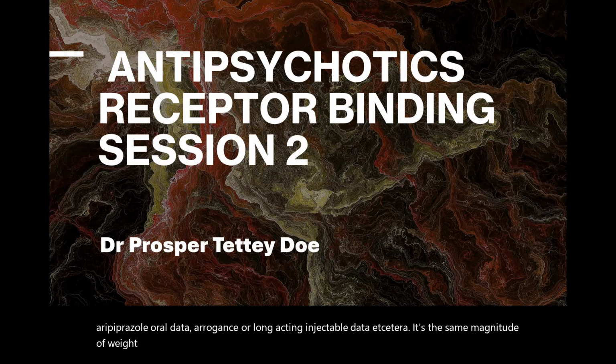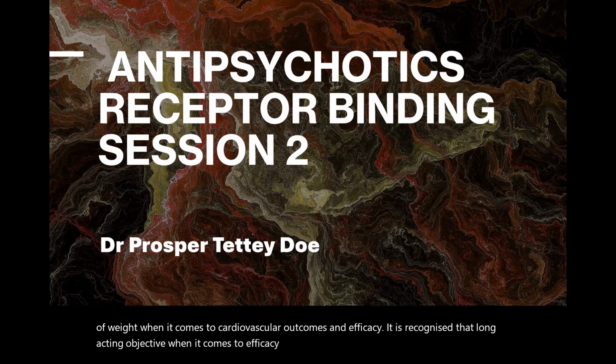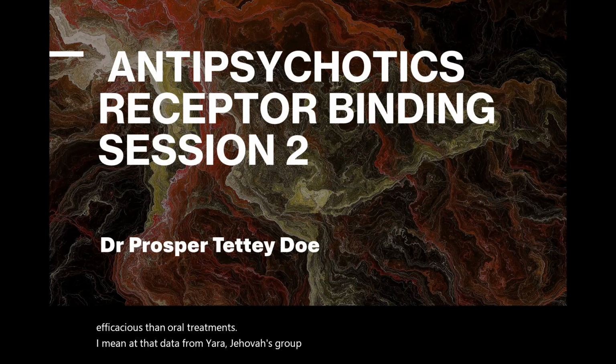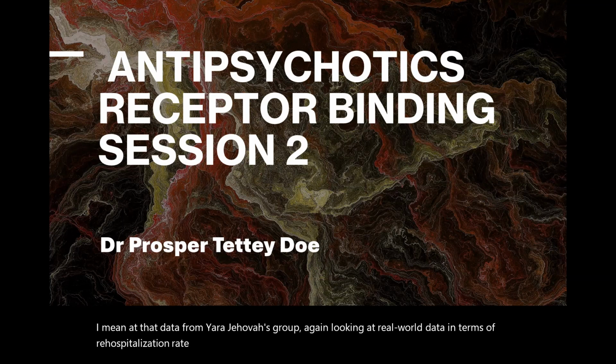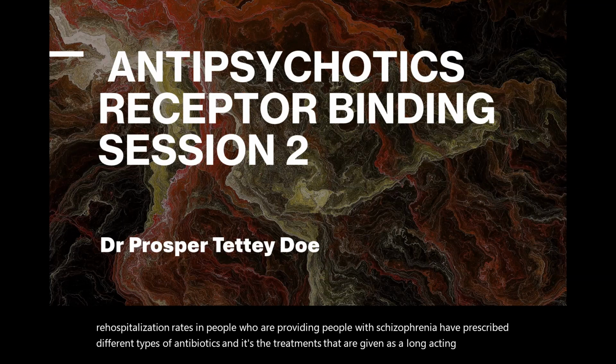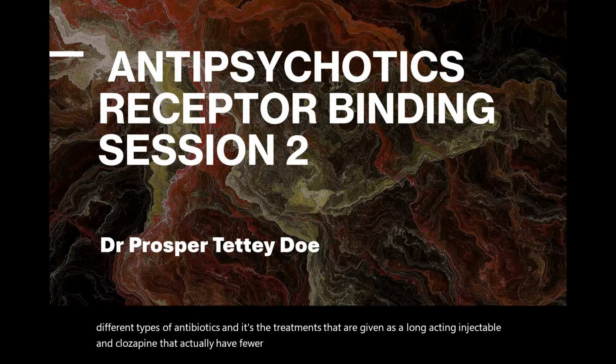When it comes to cardiovascular outcomes and efficacy, it is recognised that long-acting treatments seem to be more efficacious than oral treatments. We have that data from Yara Tahonen's group again, looking at real-world data on rehospitalization rates in people with schizophrenia who are prescribed different types of antipsychotics. It's the treatments given as a long-acting injectable, and clozapine, that have fewer hospital admissions compared to other treatments. Now, what does that tell me?